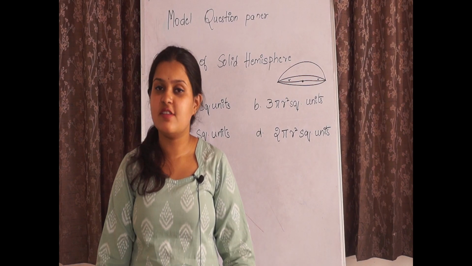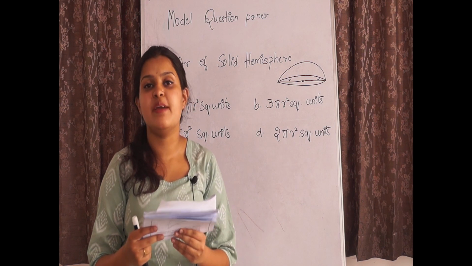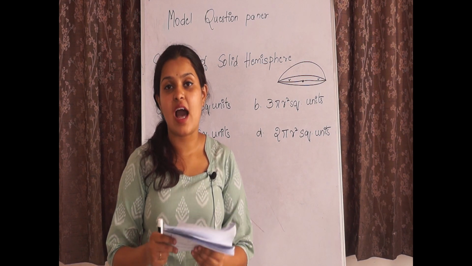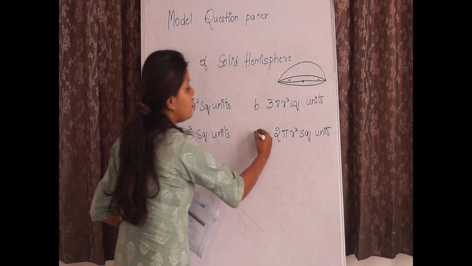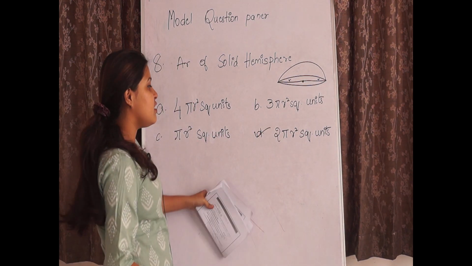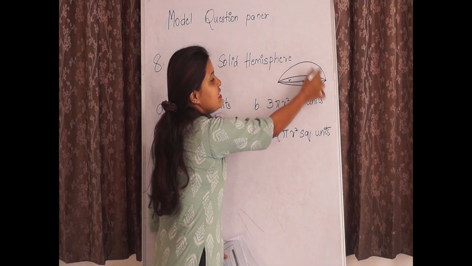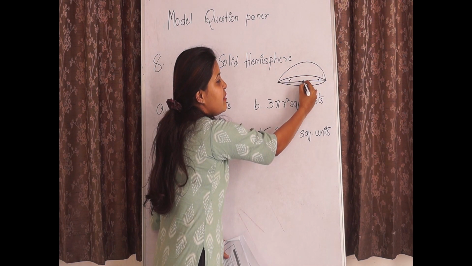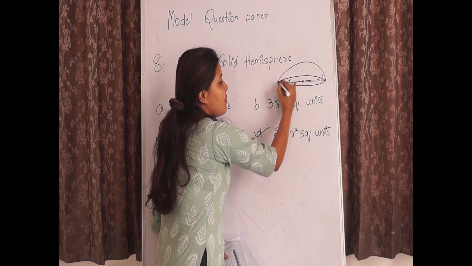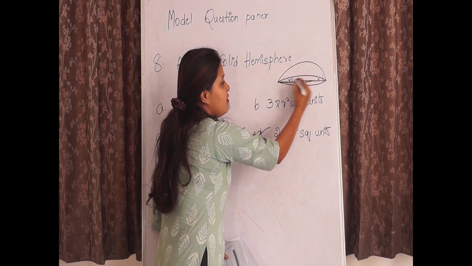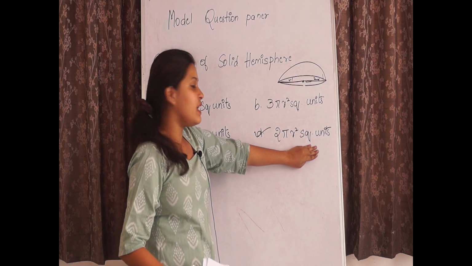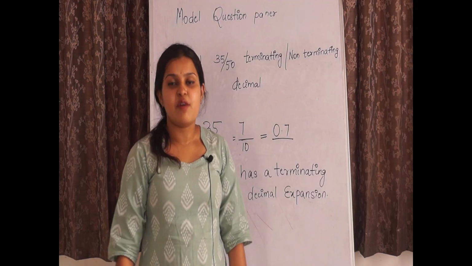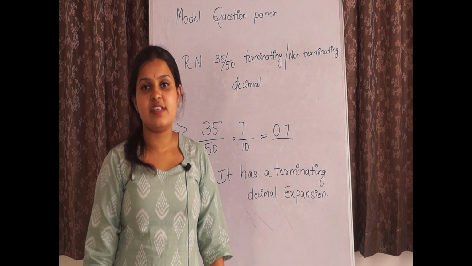The curved surface area of the solid hemisphere of radius r units is, the answer is 2 pi r square units. How? If we see the hemisphere, in the midpoint there are two radii, 1 and 2. So the formula will be 2 pi r square units. So now let's see this different set of questions.